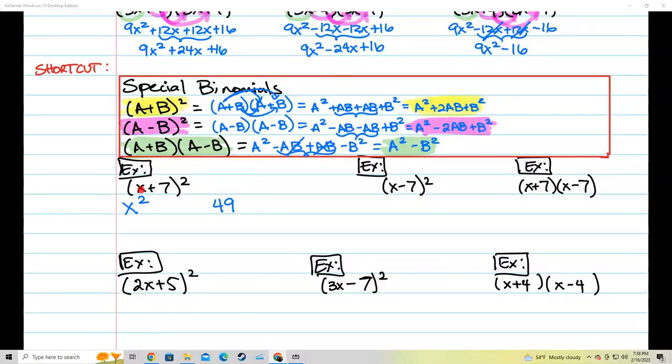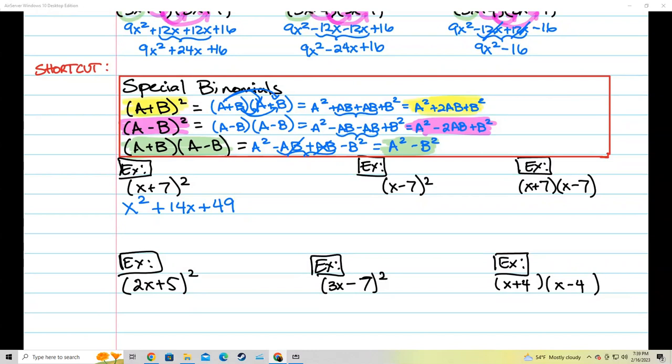First part is x, second part is 7. So I'm going to go x times 7 is 7x. And then I need to multiply that 7x by 2. 7x times 2 is 14x. So I'm going to write plus 14x plus 49, and I'm done. That's it. Shortcut's done. And I know you're looking at that and going, what the heck just happened? Like, that was really weird, which I agree, and you're going to have to practice that a couple times in order for us to really understand how to do this.